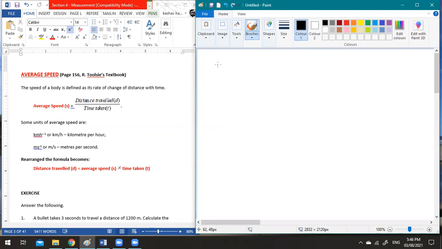So, average speed. Now, the speed of a body. When they say body, they mean any object, right? The speed of an object is defined as its rate of change of distance with time. And the formula: speed, S, is equal to distance, D, over time, right?